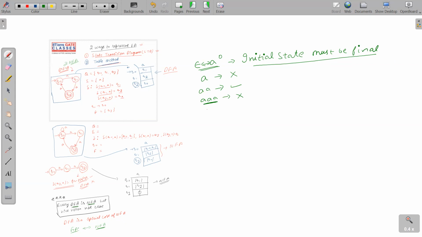Next will be 4 a's. Will 4 a's be accepted or not? A power 4 will obviously be rejected. You can check it out. We will be at Q1. A power 5 will be accepted. Okay, you can check it out.